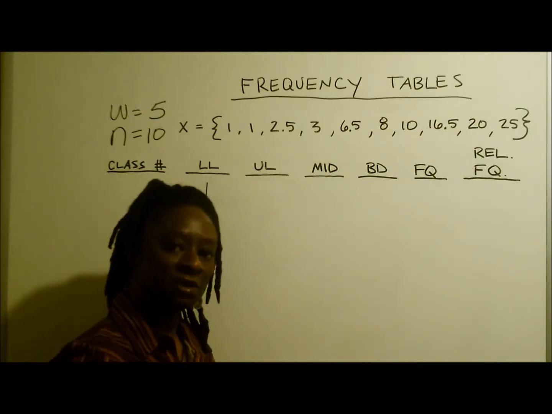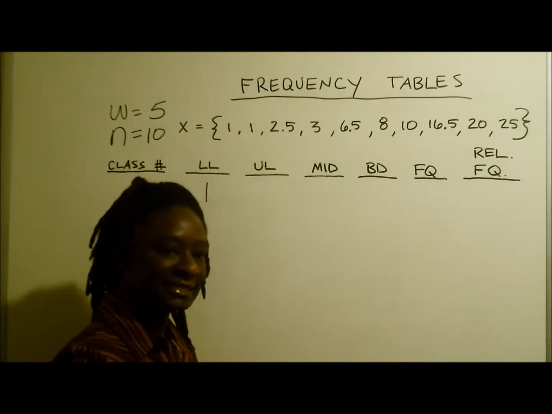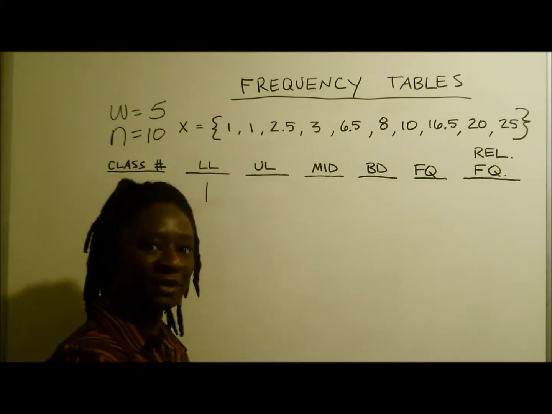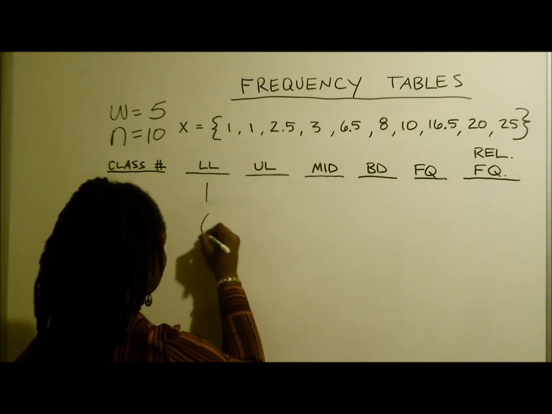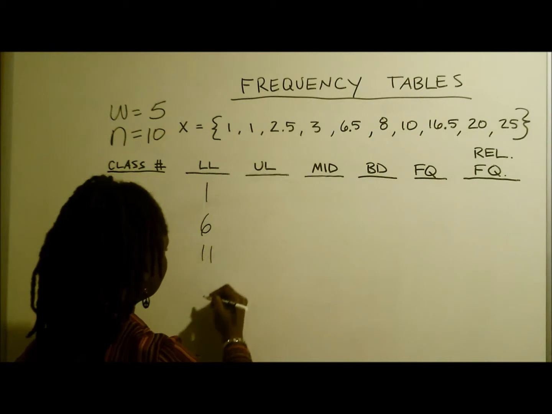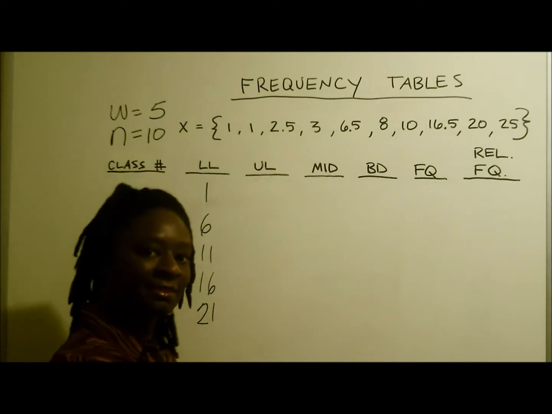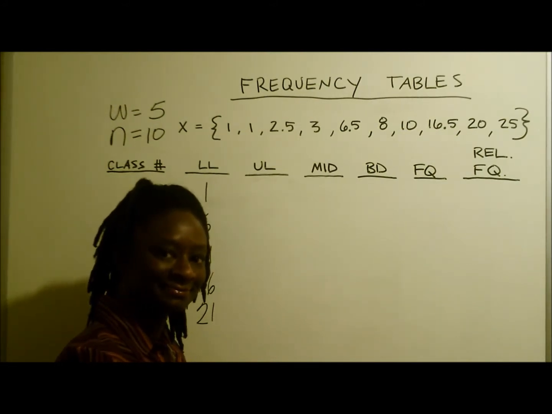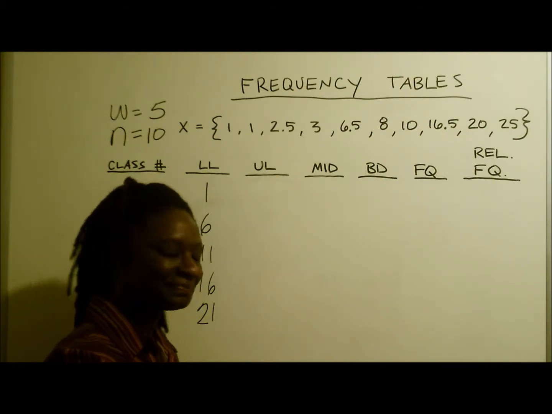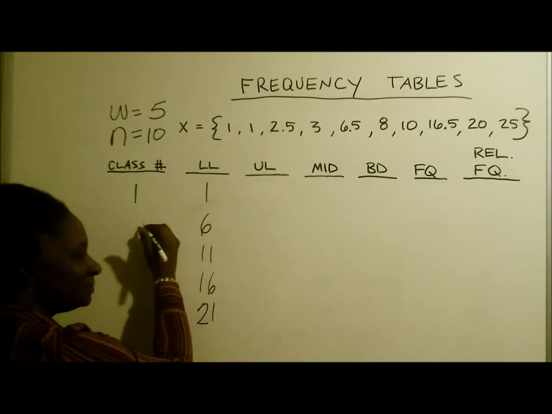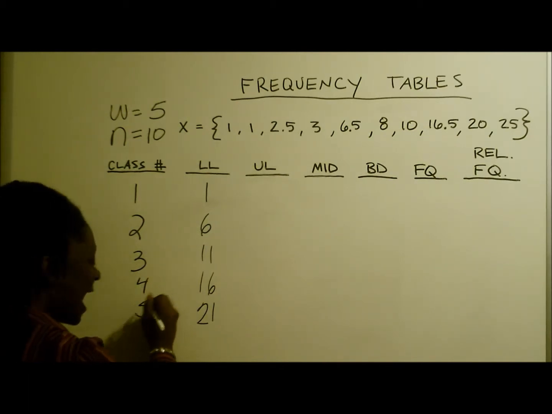So how do we get the rest of our lower limits? Well, remember that our width is 5. So all we have to do is take 5 spaces between each number and we'll get our lower limits. So our next one is 6, 11, 16, and 21. These are our lower limits. Now that we've established our lower limits, we can set our class numbers. We have 1, 2, 3, 4, and 5 classes.